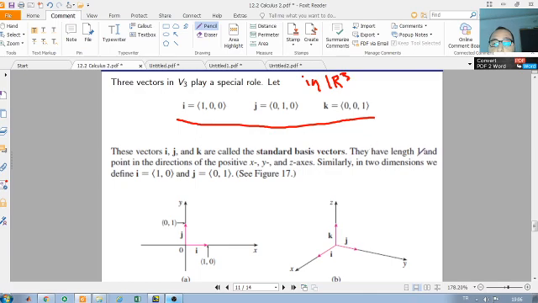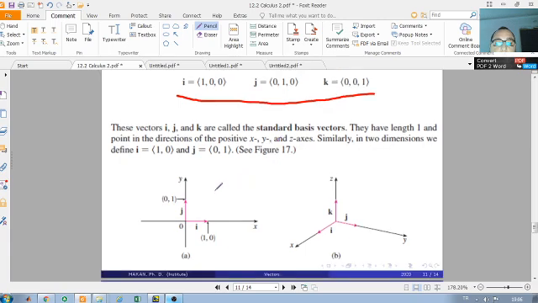So they have length 1 and point in the directions of the positive x, y, and z axes. Similarly, in 2 dimensions, we define i and j as (1, 0) and (0, 1). In a 2-dimensional coordinate system, we have 2 special vectors. In 3 dimensions, we have 3 special vectors.